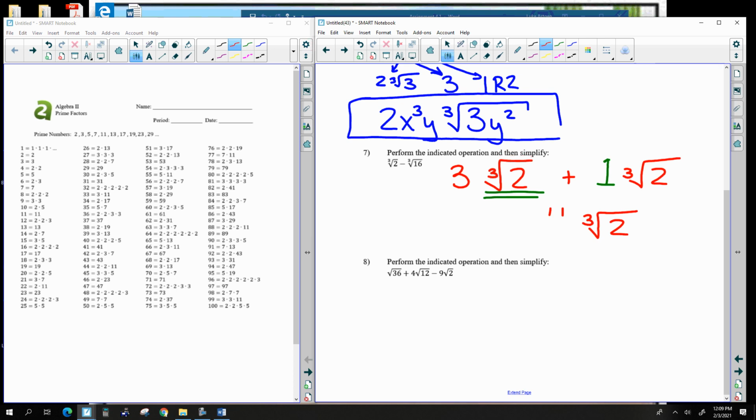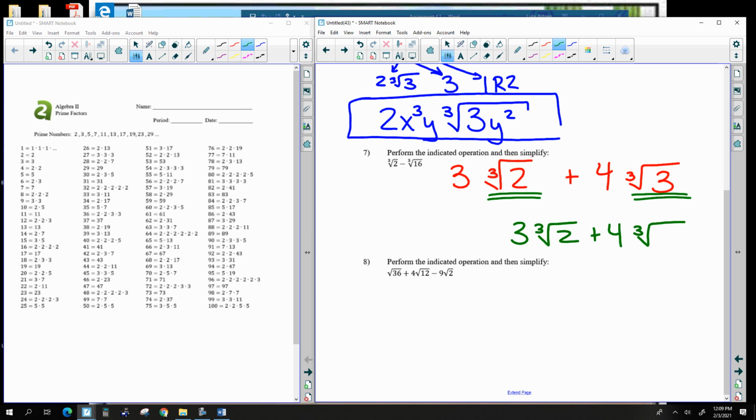Now, if the root is not the same, this root portion, then you cannot add and subtract that together. So if this were the problem, that's as good as it gets, because the roots are not the same. You cannot add and subtract those things together. They are different.